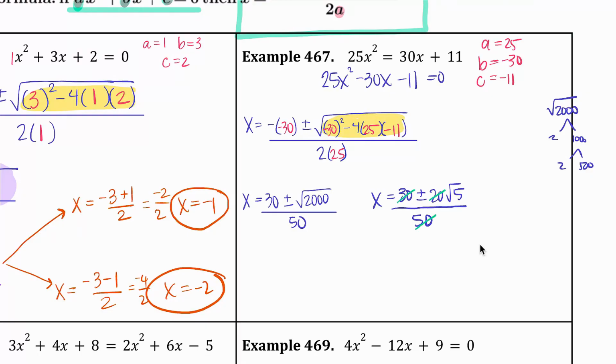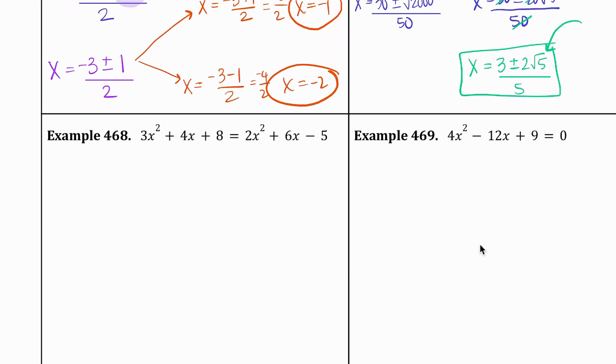This, and this, and this can all be simplified. They can all be divided by 10. So I get x equals 3 plus or minus 2 square root of 5, divided by 5. That's going to be our answer. So notice when it is not factorable, we're going to have a square root in our answer. We're going to have an irrational solution.